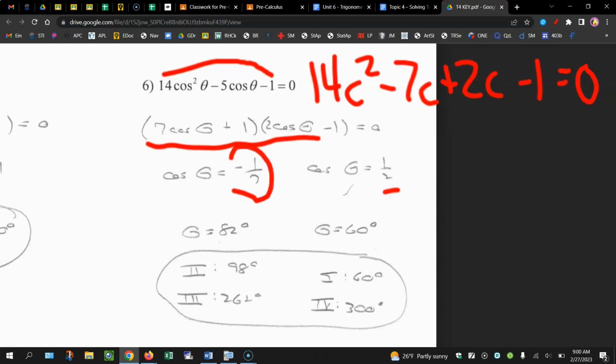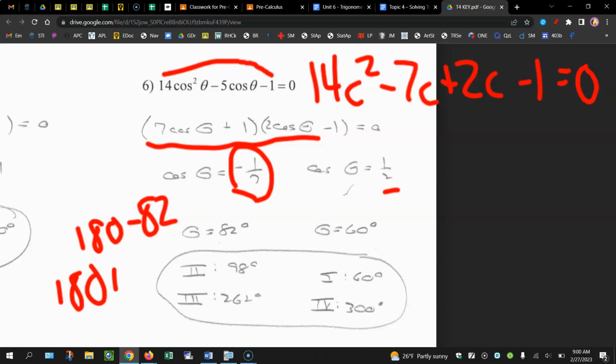When you do this in the calculator, do not type in the negative. You're going to get 82 degrees. Cosine is negative. X is negative in quadrants 2 and 3. So in quadrant 2, you're doing 180 minus the 82. And in quadrant 3, you're doing 180 plus the 82.